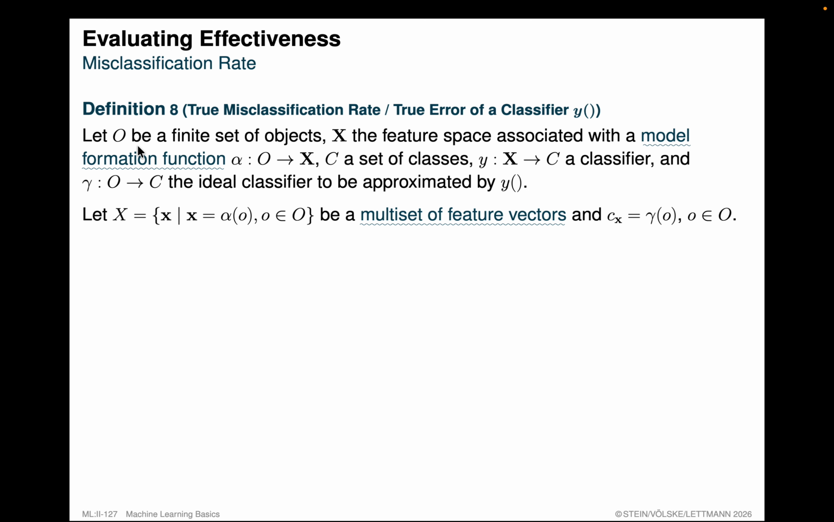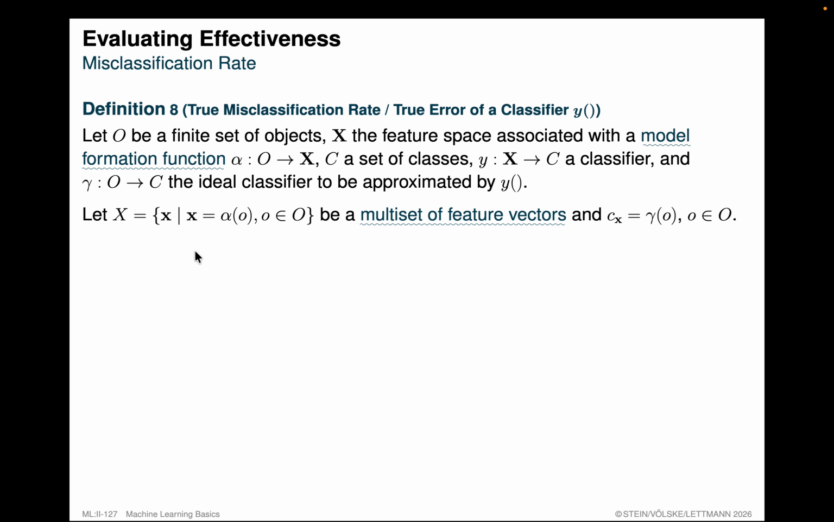We are given a finite set of objects and a feature space that is due to a model formation function alpha, which maps the objects to that feature space. And we are also given a set of classes and a model function which maps from the feature space to the classes. And we are given the ideal target function, which maps the objects to the classes, the ideal classifier, which is to be approximated by y.